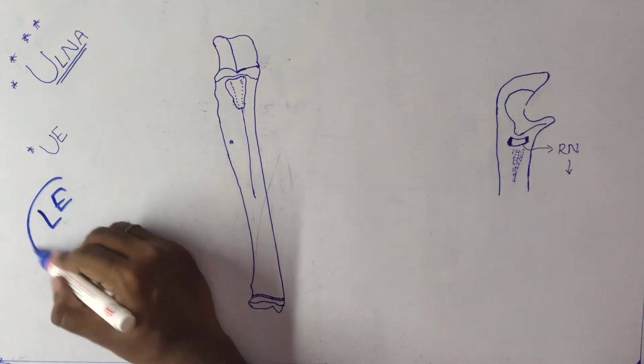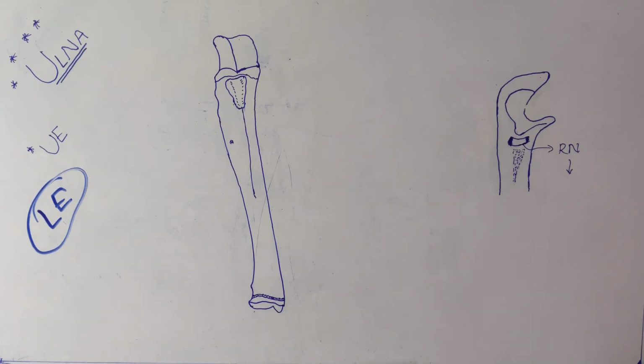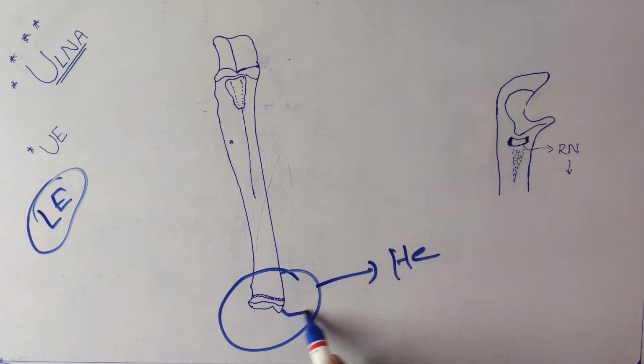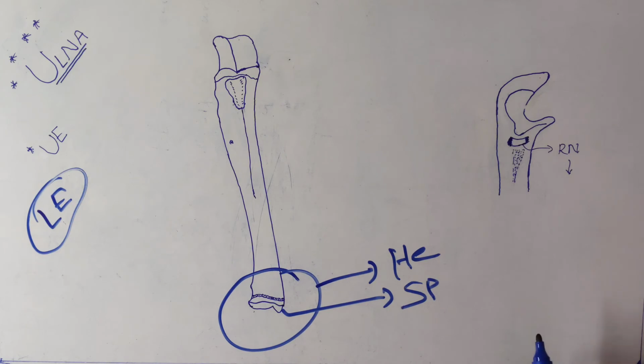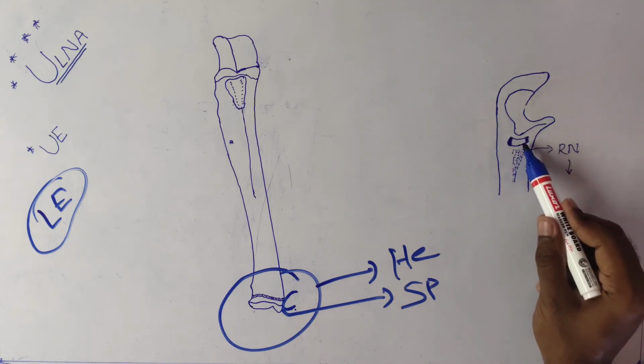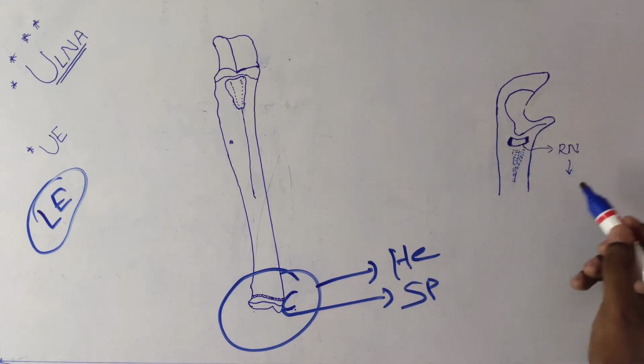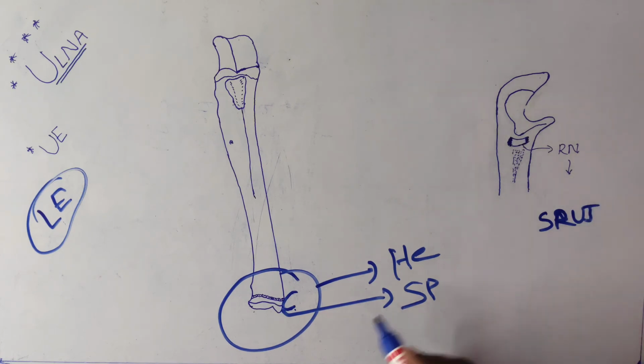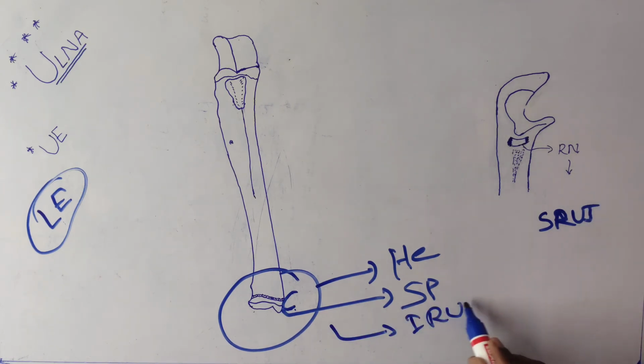The lower end is important for 2 marks and also in the viva section. At the lower end we can see the head of the ulna and the styloid process here. The head articulates with the radius like this to form the radio-ulnar joint. The radial notch also articulates with the radius to form the superior radio-ulnar joint at the upper end, and the inferior radio-ulnar joint at the lower end.